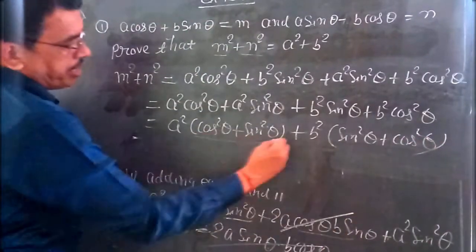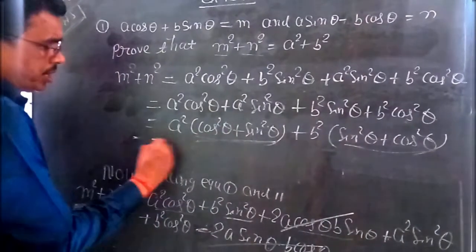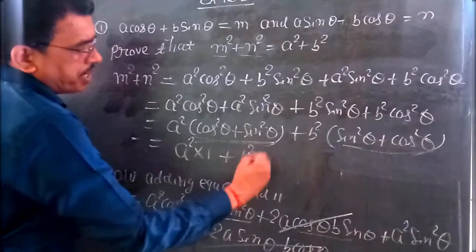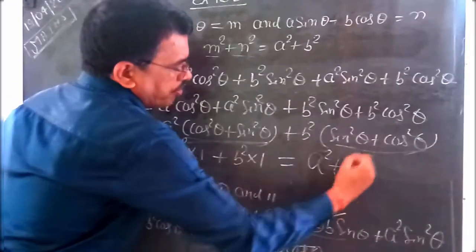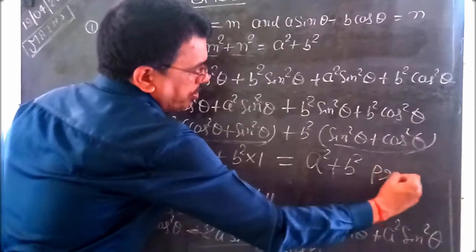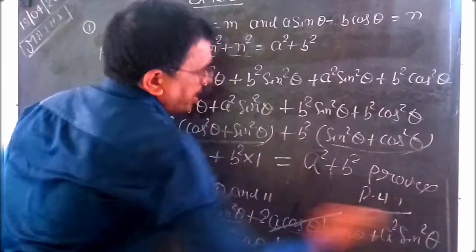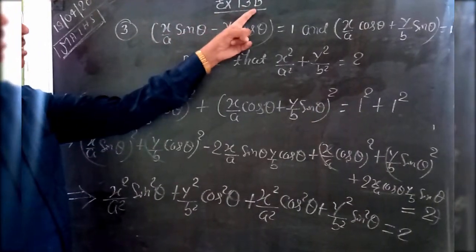Now it is identity first, and value of this identity is 1. So write here a square into 1 plus b square into 1. Then you get a square plus b square, that is proved, and it is RHS. So now you see next question. Now see third question of exercise 13b.